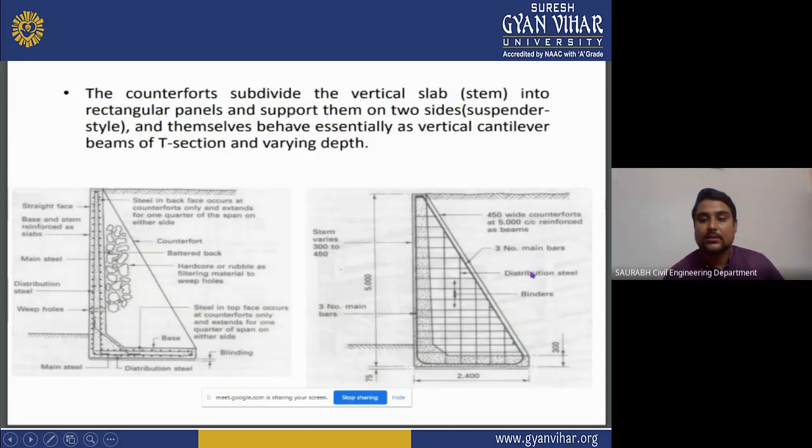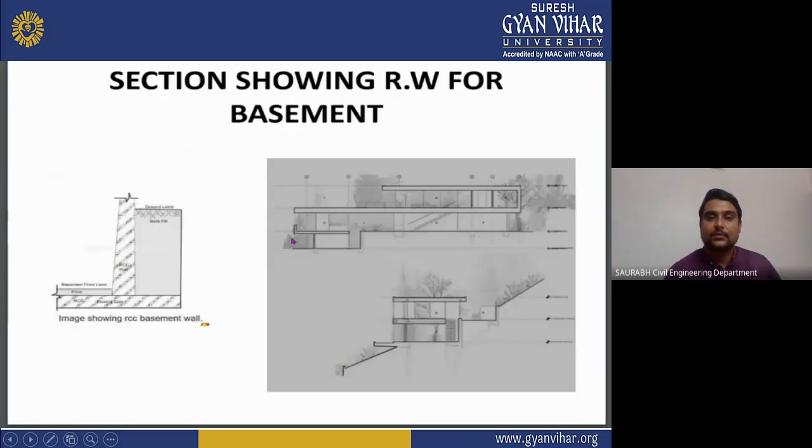And this is the number three main bar, as you can see here, and the base of the counterfort wall is 24, it is 2.4 meters, and the height of the counterfort wall is 5 meters. And this is the binder, known as the binder, and this is your PCC, which is made by the RCC. And three main bars are provided for the construction of this kind of counterfort.